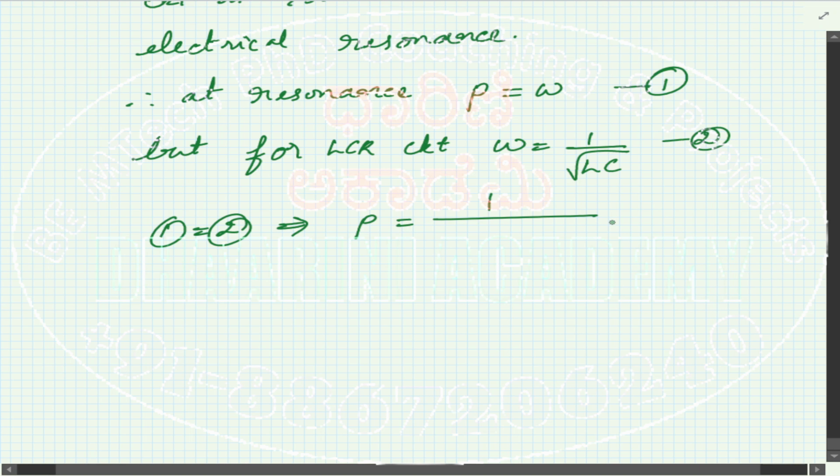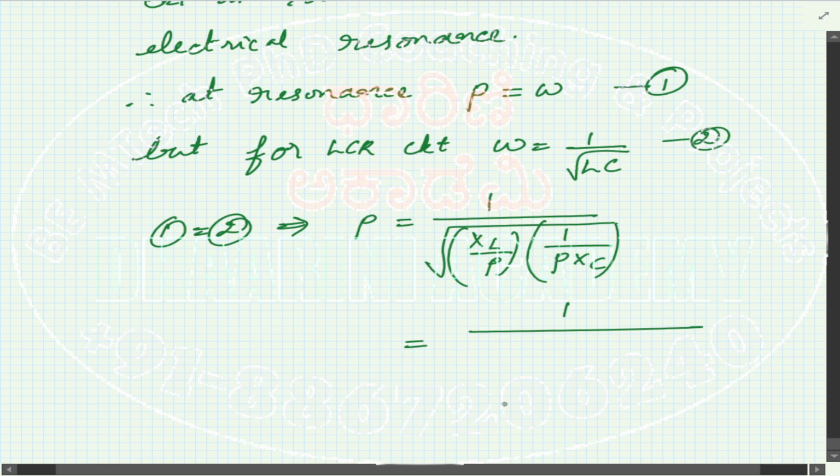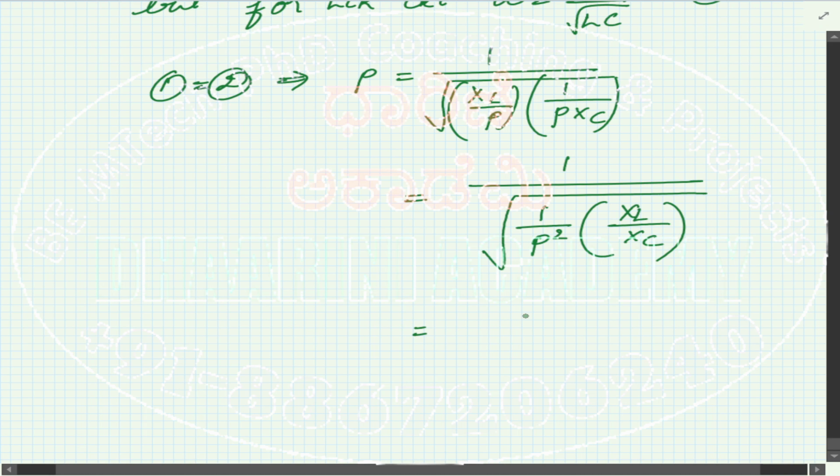we have to write the value of L and C. L is nothing but, if you remember, XL by P. And the value of C can be written as 1 divided by P times XC. So you can see that this can be simplified as 1 divided by the square root of 1 by P square into XL by XC. This means 1 divided by 1 by P times root of XL by XC.